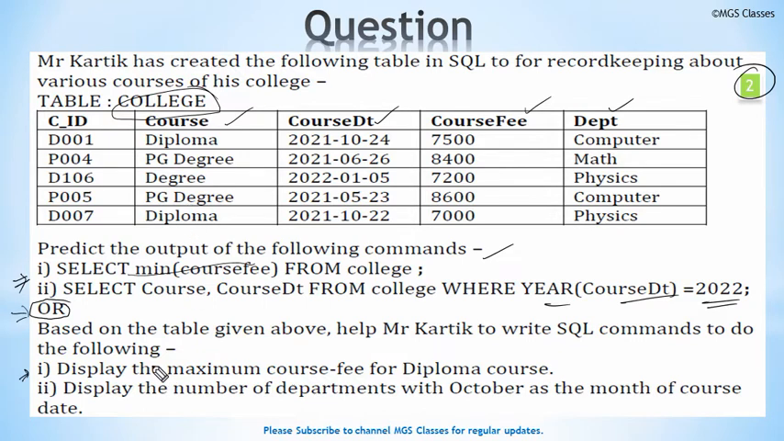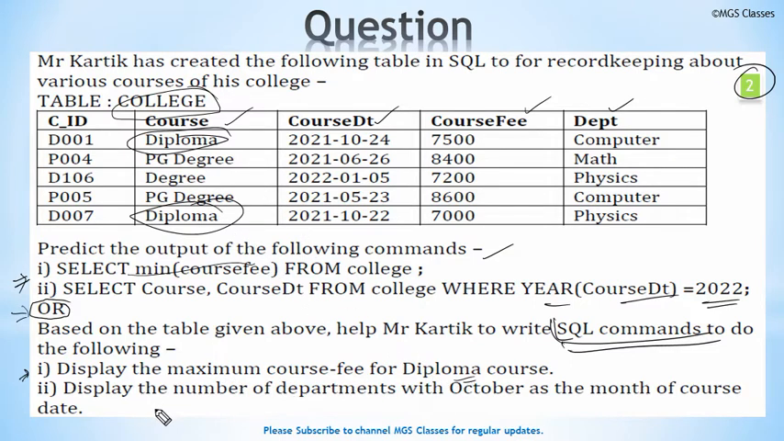Either you can attempt this or that question. Based on the above table only, you need to write down the SQL command. In this question you need to predict the output, and the other question, given in the option, asks to write down the SQL command to display the maximum course fee for the diploma course. There are so many courses: PG diploma, degree, PG degree, but he is interested in getting the maximum course fee for the diploma course only.